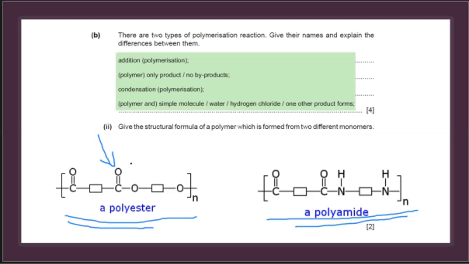So if we have a polyester, it means we have repeated units of acids and alcohols coming together. With the amide, again, it's an acid reacting with an amine group. So we end up with a polyamide being formed. And let me take you to the next page.